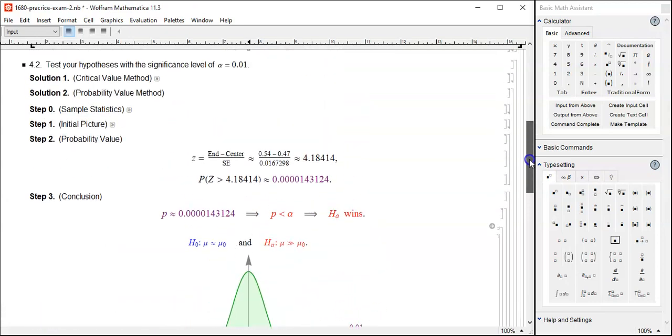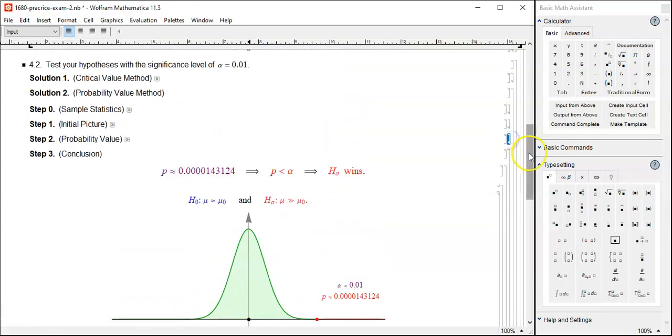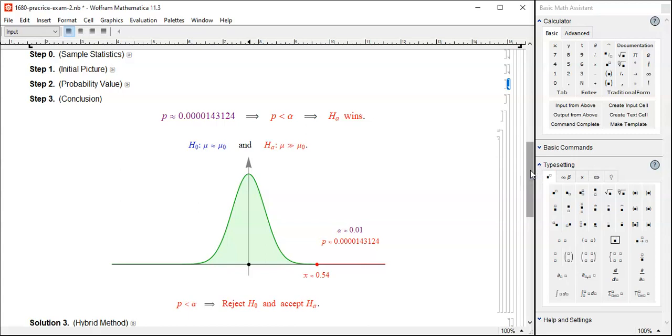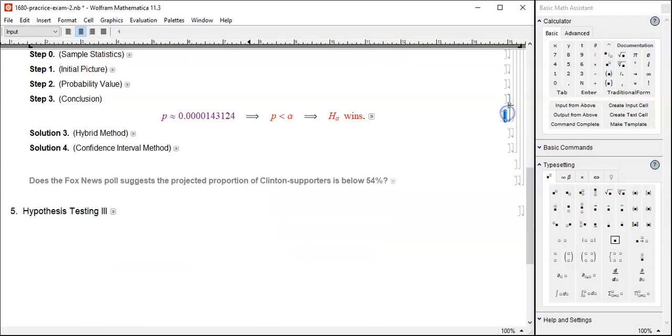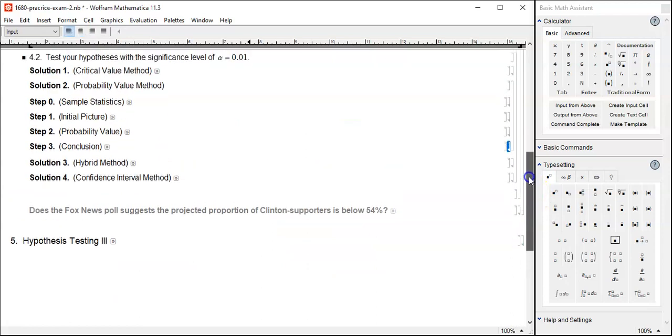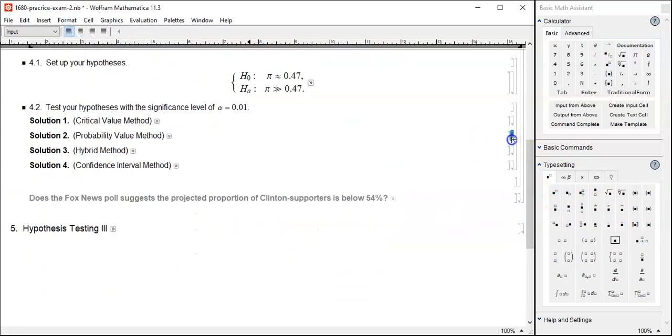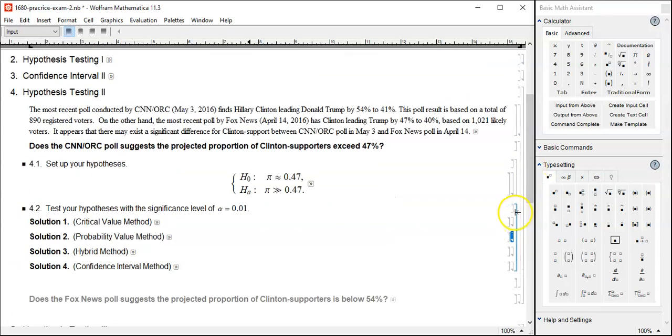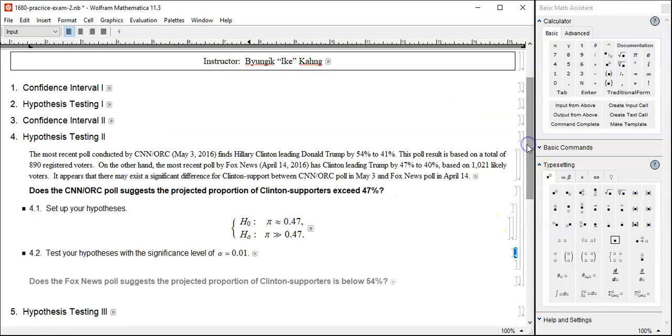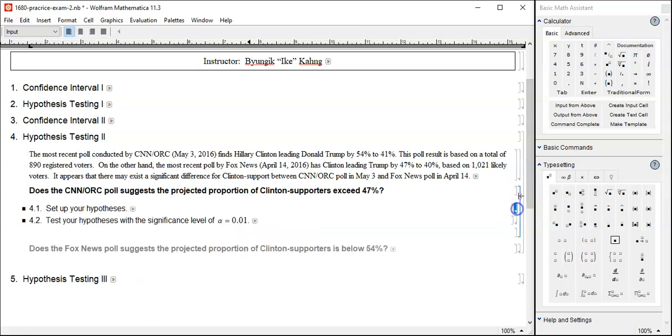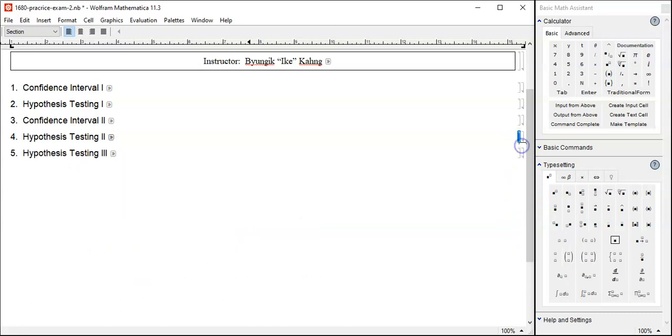I told you already in advance warning, as a real-life application, this problem did not really turn out an interesting problem. Mathematically still, it made a bit of sense. I'm going to skip talking about the hybrid method or confidence interval method. And let's say this problem number 4 is done. And in a separate video, let's discuss problem 5.